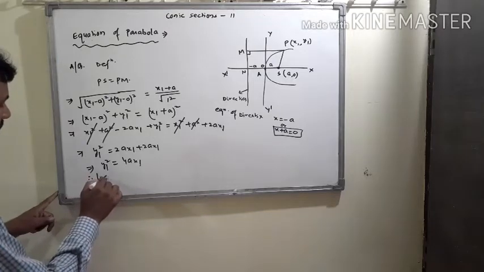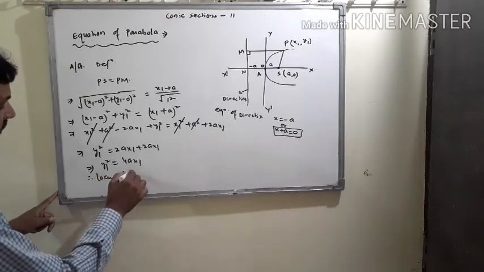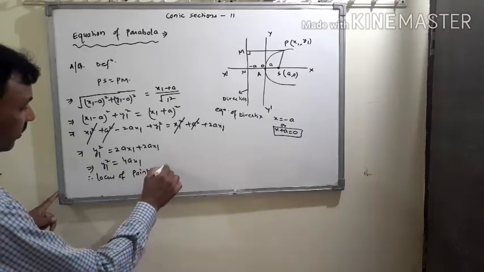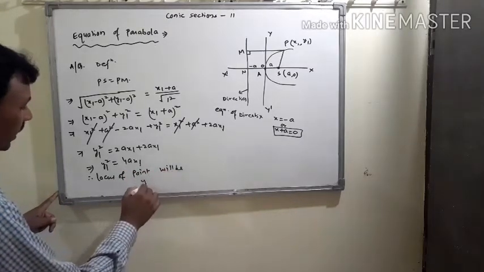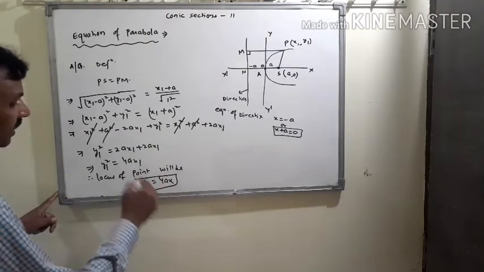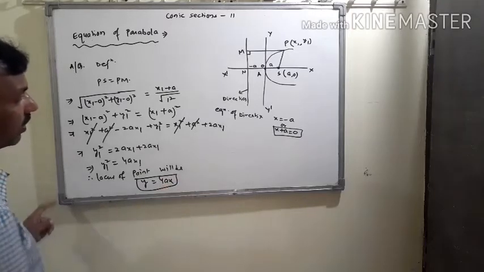Therefore, the locus of point P will be y square equal to 4ax, and this is the standard form of the parabola.